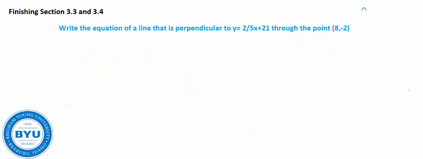So what if we had to do a problem like this? What if we go back to our line writing and we're like, hey, write the equation of a line that's perpendicular to y equals 2/5 x plus 21, but goes through the point (8, -2). Well, we could do that. Again, anytime you got to write your own line, we're going to go to our point slope form, and we know that this is going to be x1 and y1. Now our slope is a little harder.